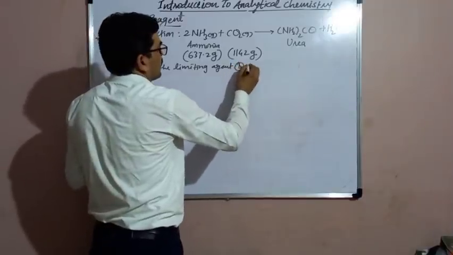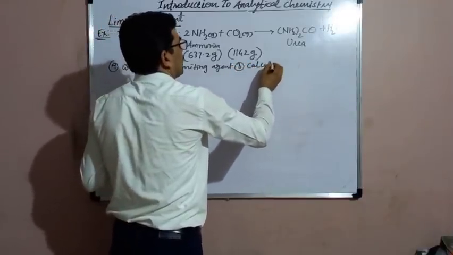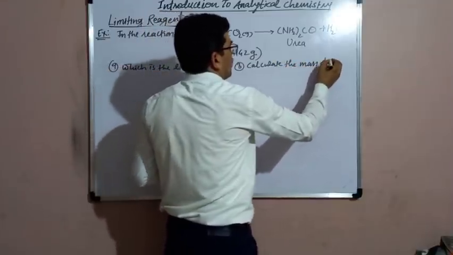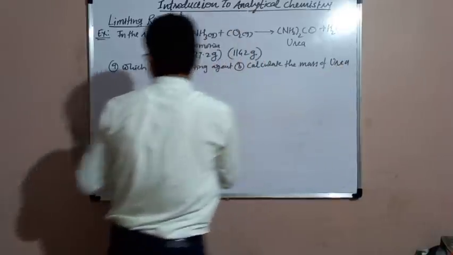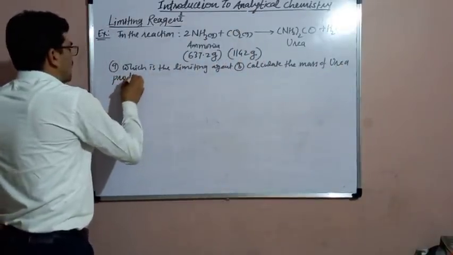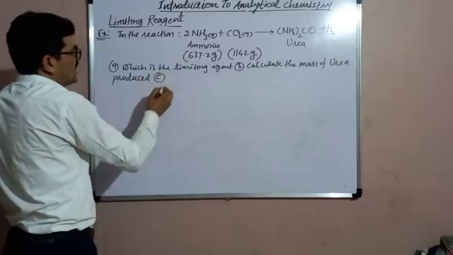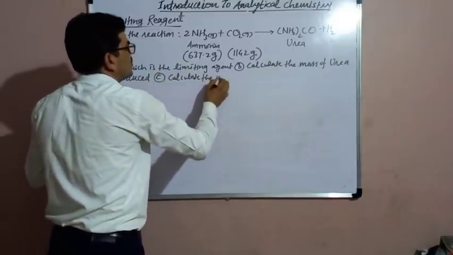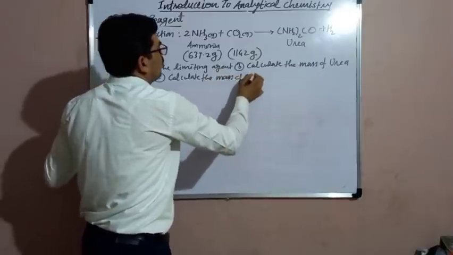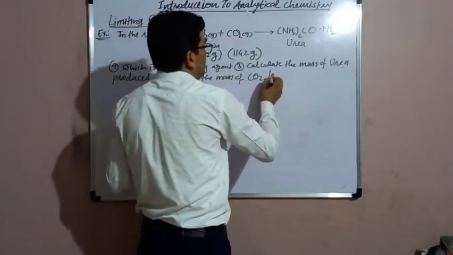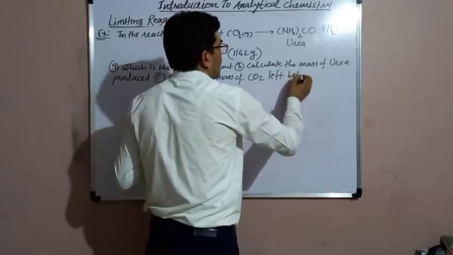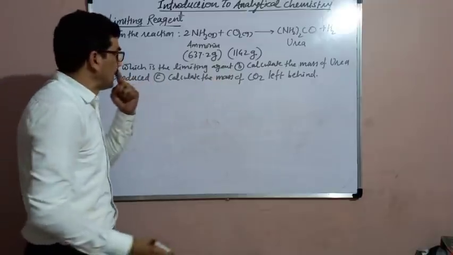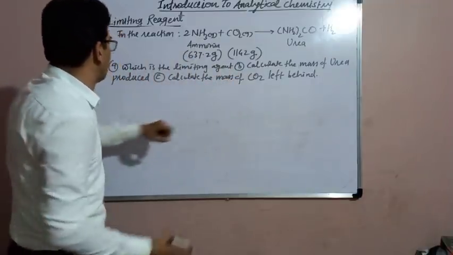Second thing, calculate the mass of urea produced. How much mass of urea will be produced there, that we have to calculate. And third, calculate the mass of CO2, carbon dioxide, left behind. Unreacted CO2 how much will be left, that we have to find out here. So in this way, three problems have to be solved here.